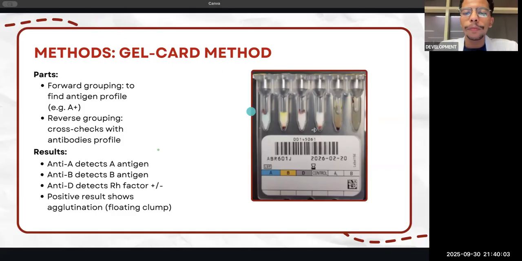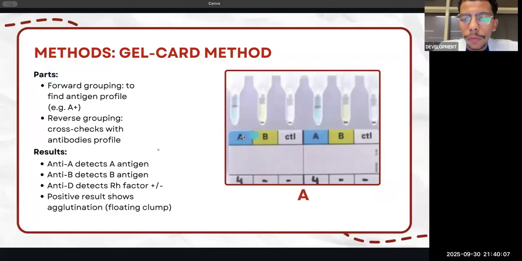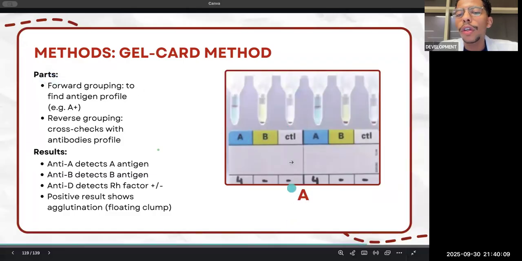Okay, can you repeat? Sure. So I'll repeat the first one. Here, there is no RHD, so we can only tell whether it's type A or type B.